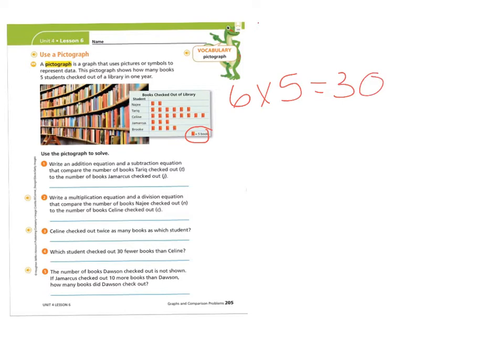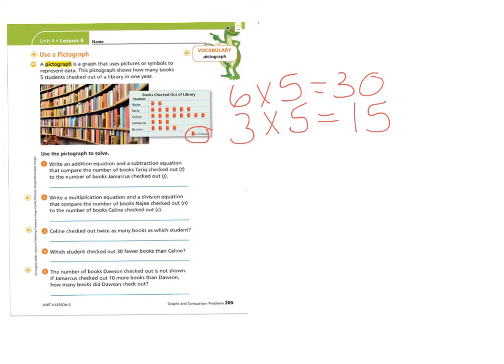So that's 30. How many books did Jamarcus check out? I see 3 books on his line. So 3 times 5 equals 15. Okay, now we can write an equation. It says write an addition equation. So let's start with addition first.